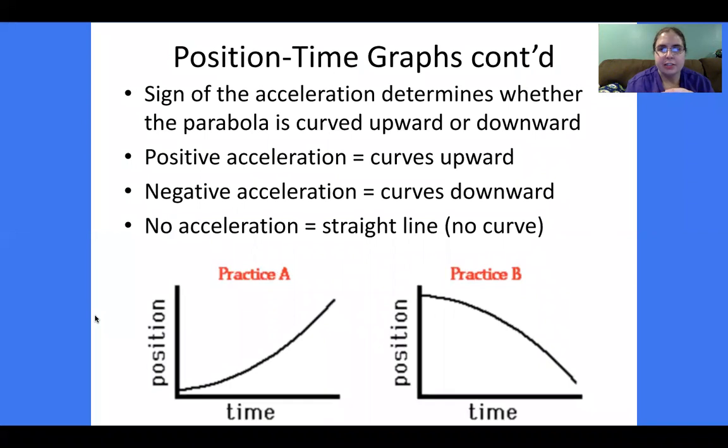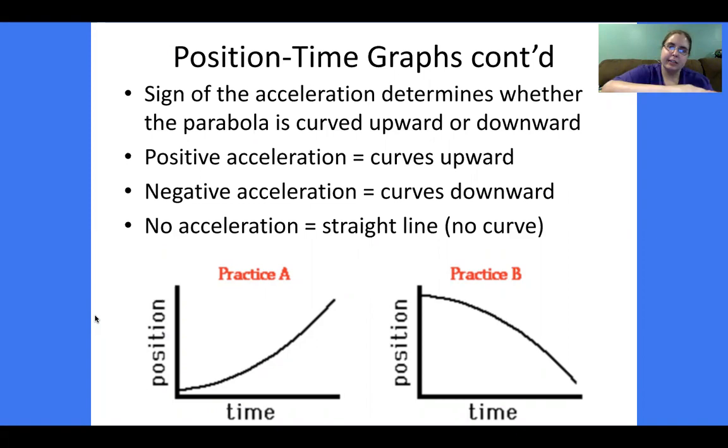The sign of the acceleration determines whether the parabola is curved upward or downward. So just like before, if the line was going upward, it meant we had a constant upward velocity. If it was going downward, it meant we had negative velocity: upward positive velocity, downward negative velocity. It's the same idea here.